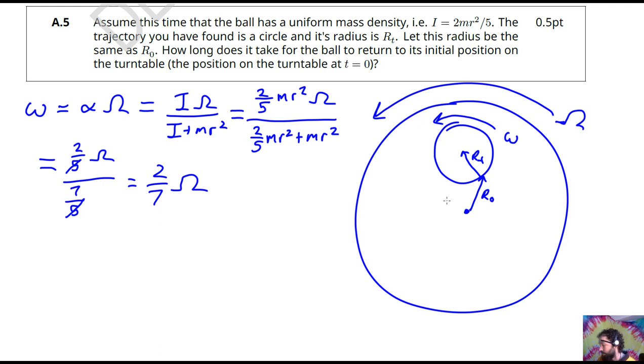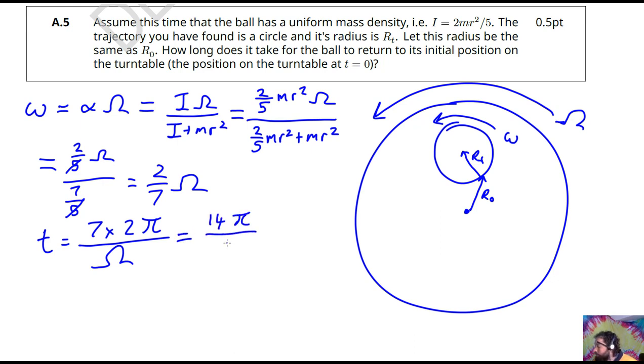So what that means is we just need 7 complete turns, and so the time for that is going to be 7 multiplied by 2 pi, because that's the number of radians for a full rotation. And we just divide that by the angular frequency, because the faster you're moving, the less time it'll take to do that. And so we get 14 pi over omega as the time to return.